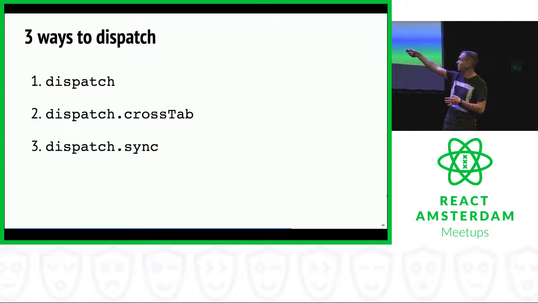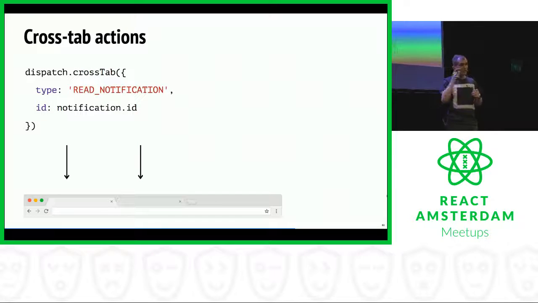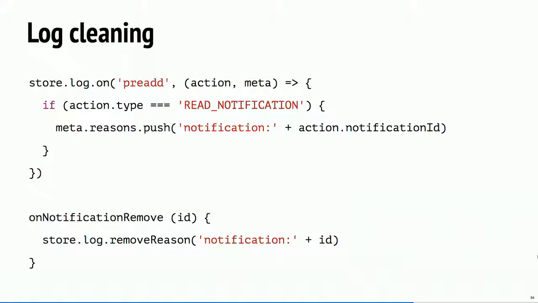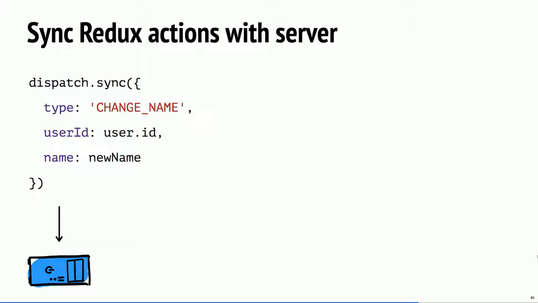So you still have a normal dispatch method, but with Logux, you have two additional methods, crossTab and sync. The first one creates actions that will be visible on both tabs. And the second one, when you add some actions, you need to sync when you remove them. So this is the difference when you use cross-tab actions. And the second one, dispatch sync, will send the action to the server immediately, or when a client will have a connection.